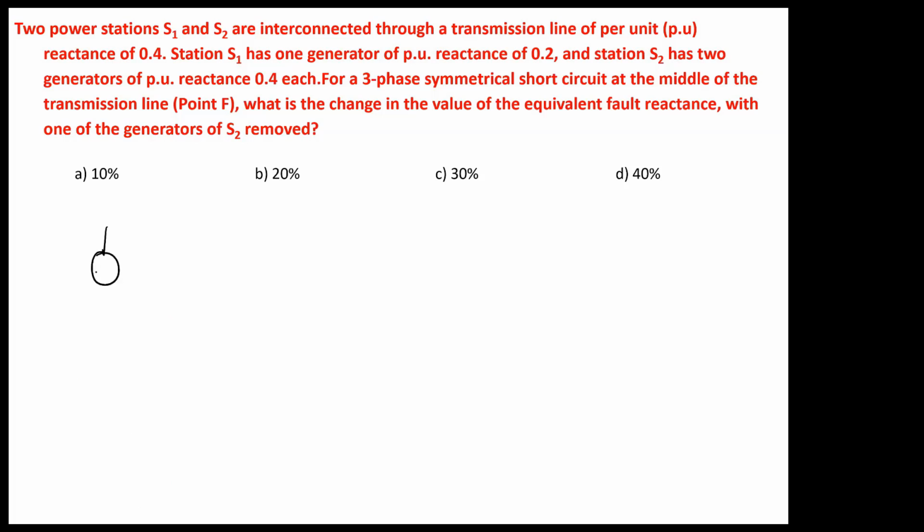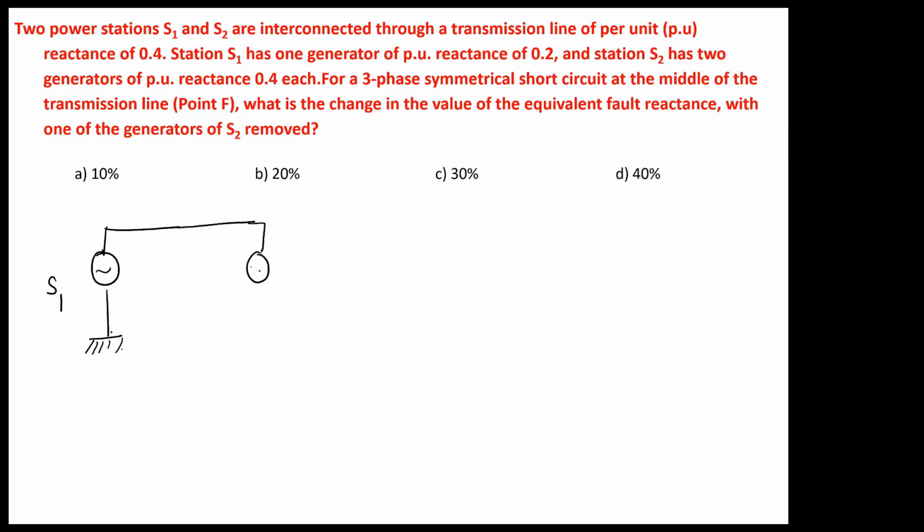There is one generating station which is connected by a transmission line. This is station 1, which contains only one generator, and this is the transmission line.